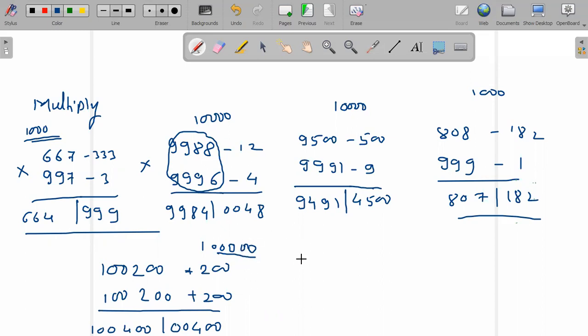Okay. So the observation here is that all the numbers are either below the base or above the base. Both the numbers are above the base. Here, both the numbers are addition.